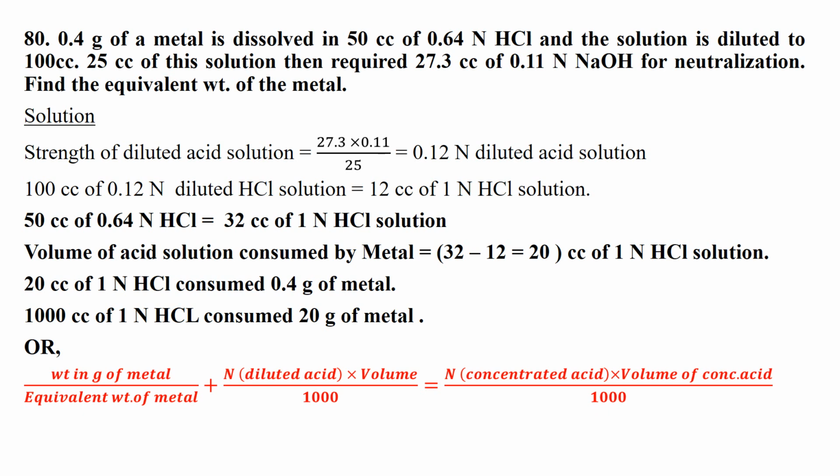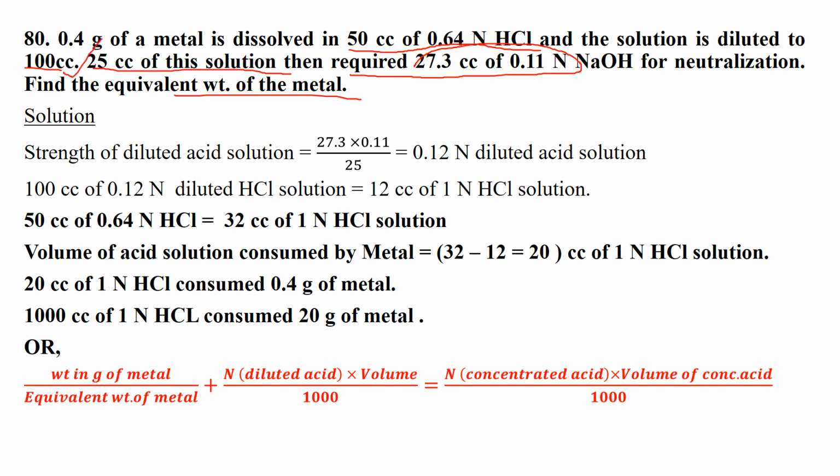0.4 gram of metal is dissolved in 50 cc of 0.6N HCl, and the solution is diluted to 100 cc. Then 25 cc of the solution requires 27.3 cc of 0.11 N NaOH for neutralization. We have to find the equivalent weight of that metal. First of all, calculate the strength of that diluted acid solution, that is the 100 cc solution.